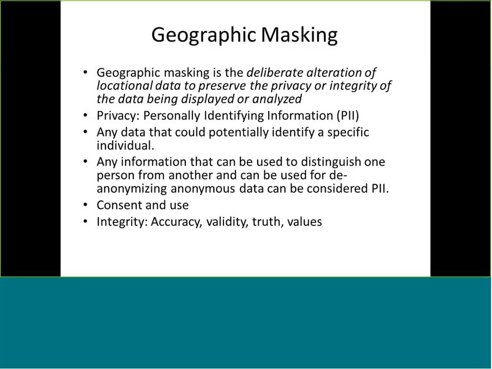So any information that could be used to distinguish one person from another is also PII, and anonymized data can also be considered PII. So reverse geocoding undoes the security that's offered by using PII to begin with.